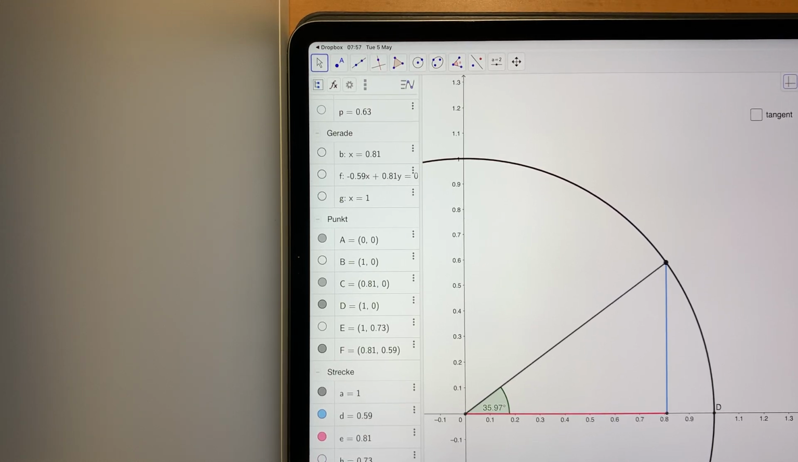Hi, I'm Mr. Huber, and in this video we're going to talk about sine, cosine, and tangent generalized to the unit circle. You remember in year 4 we introduced sine and cosine and, if you want, tangent for a certain angle. Let's start with sine and cosine.